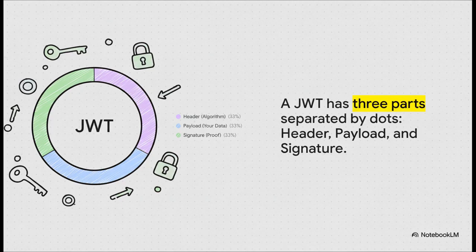First up, you've got the header, which just says what algorithm is being used. Then comes the payload, and this is where your data lives. Things like a user ID or roles. And finally, the most important piece for security, the signature.